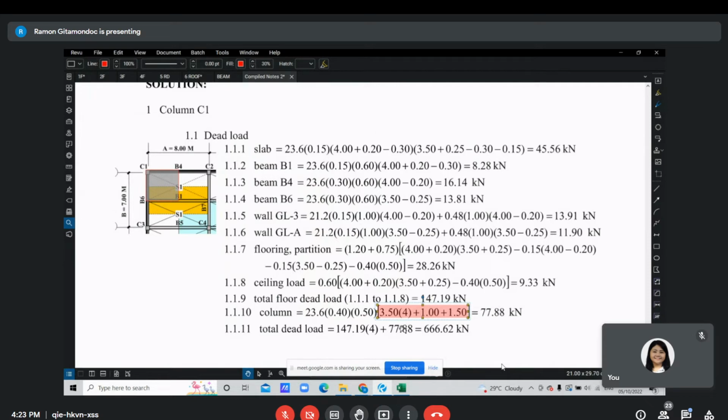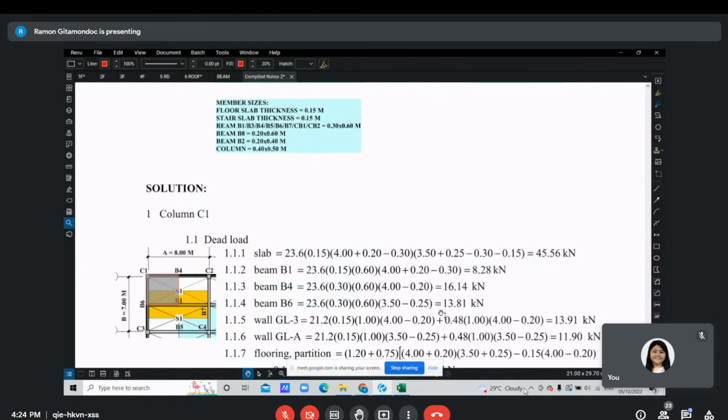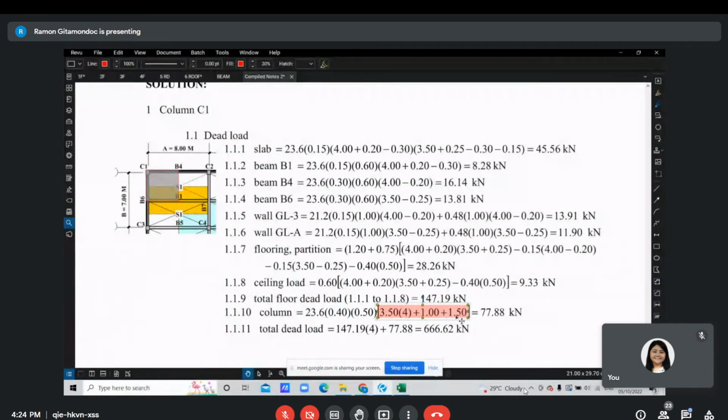So for the height of the column, 3.5 times 4. Now in the elevation, because you want to compute the total weight of the column here, that is 3.5 four times, plus 1 meter height here and 1.5 meters below the ground floor line to the top of the footing. So that's the total length of the column.